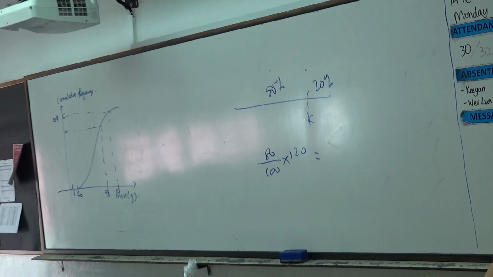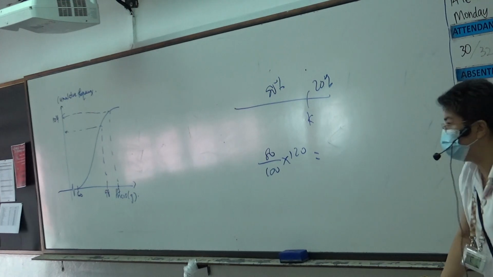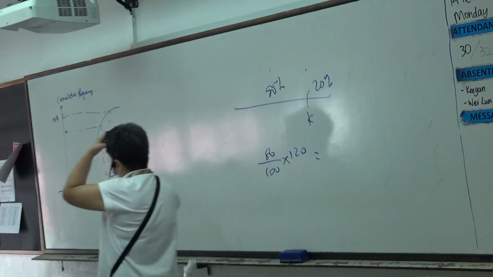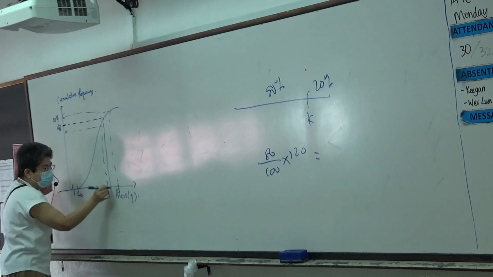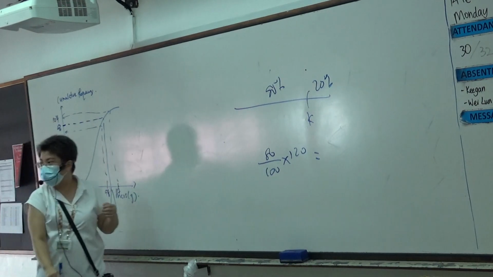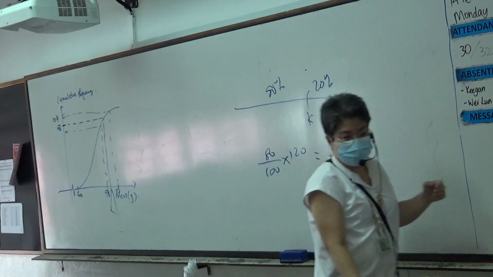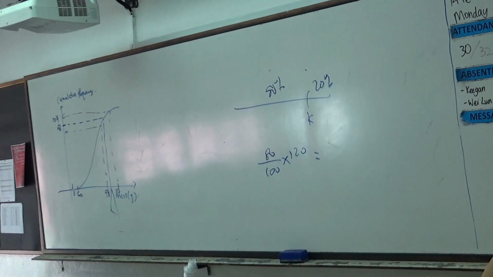Don't look at me, my face got no answer. 90? 96. So, you just read 96. This will be your value for K, right? Okay, all of you read the 96. Now, can you see you get 114, right? Can you see what I'm talking about here?